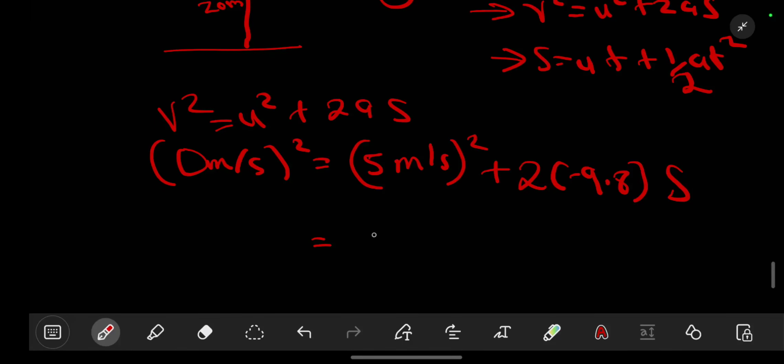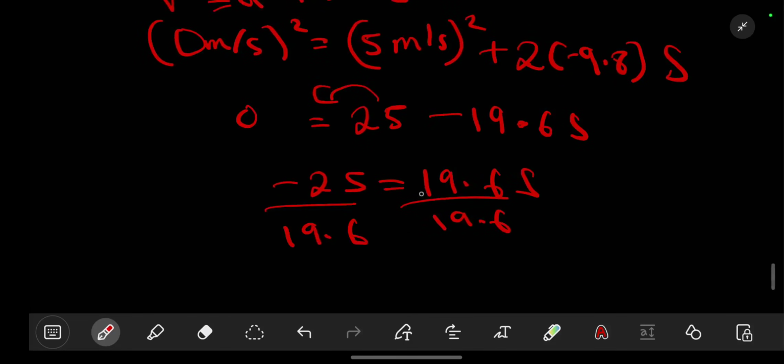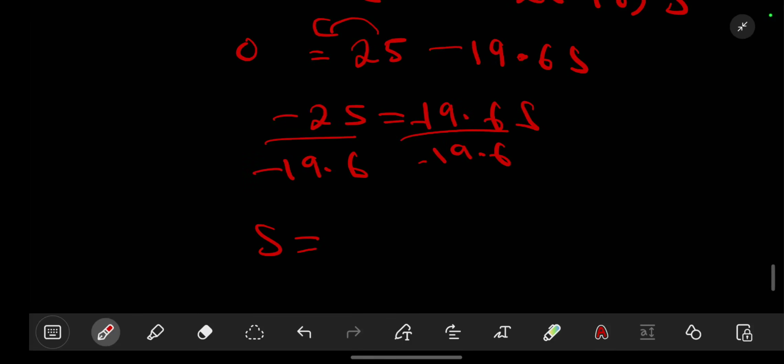So we can say 5 squared is 25. You can even remove the units. 2 times that, we are going to have 19.6 S. We take the 25 to the other side. Here we have 0. 0 squared is 0. We have negative 25 should be equal to 19.6 S, over 19.6 over 19.6. So we have negatives cancelling. Our S should be equal to 25 divided by 19.6. This is going to give us a value of 1.28 like that.